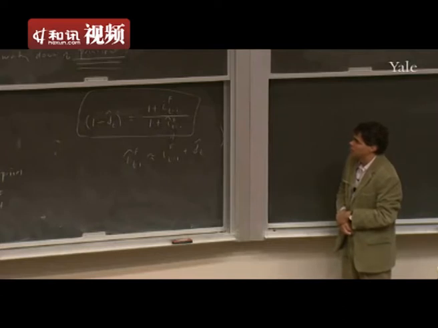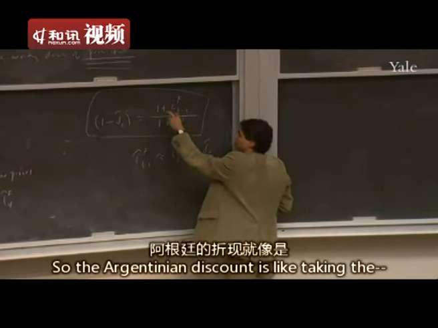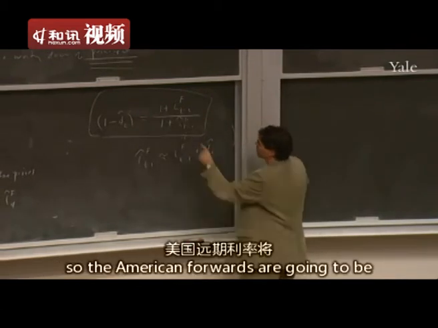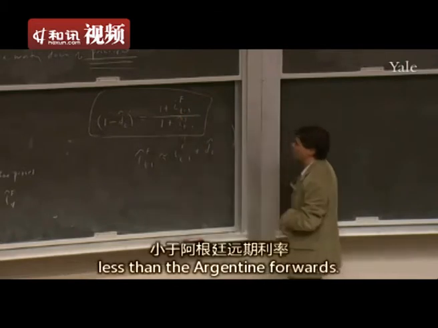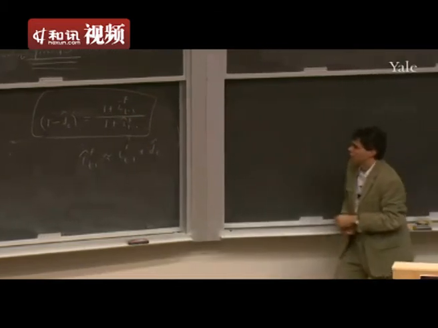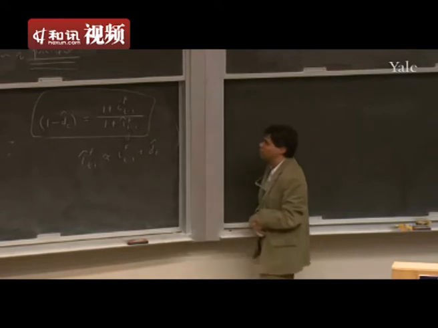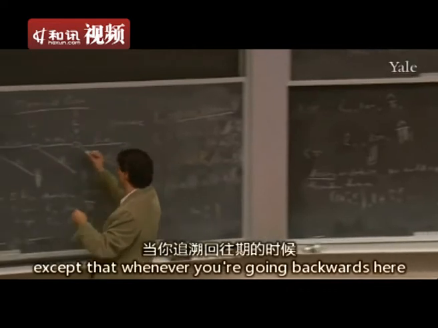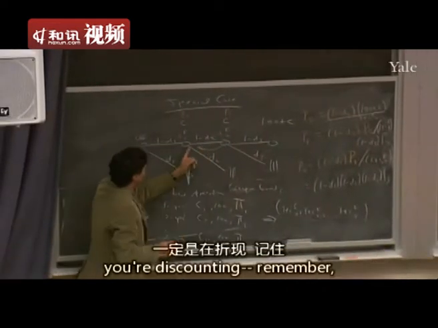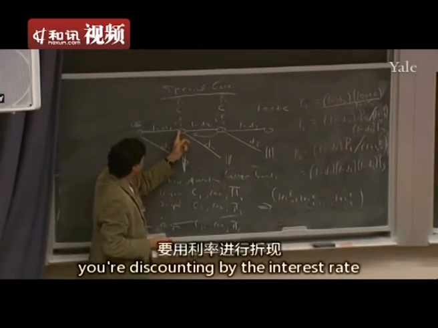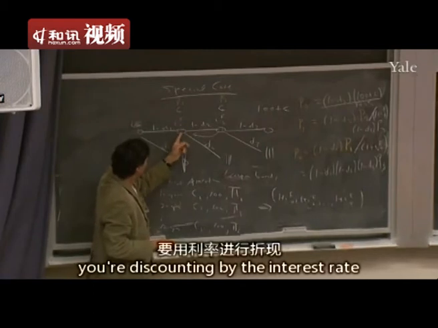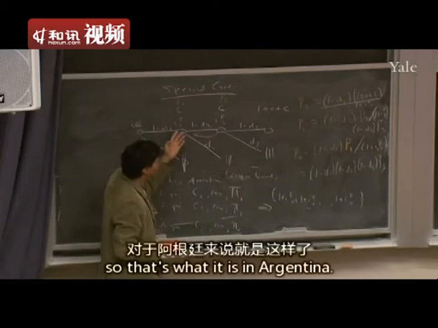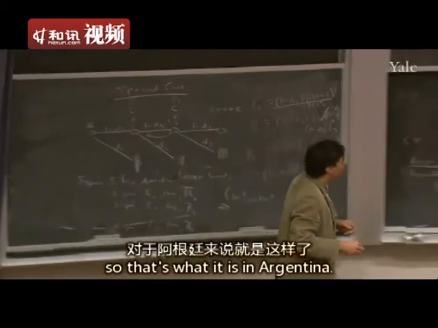Okay, so the Argentinian discount is like taking the American forward, which is going to be less than the Argentine forward. So that's it. There's nothing else to show except that whenever you're going backwards here, you're discounting. Remember, you're discounting by the interest rate times the probability that you're actually going to pay off. And so that's what it is in Argentina.